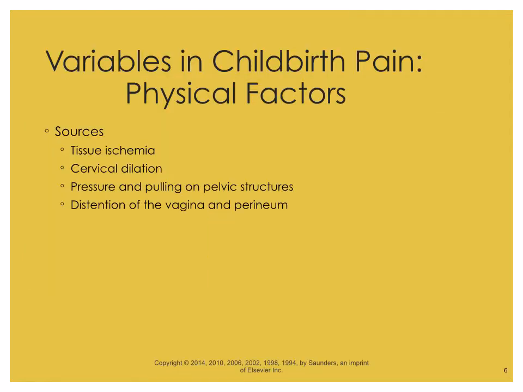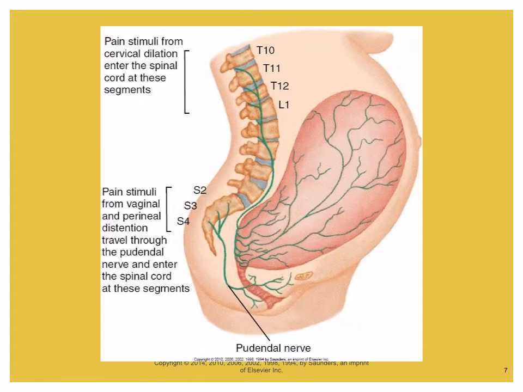Variables in childbirth pain. Physical factors. Some sources include tissue ischemia, cervical dilation, pain from the thinning out and opening of the cervix itself, pressure and pulling on pelvic structures, as well as distension of the vagina and the perineum during the birth of the baby.